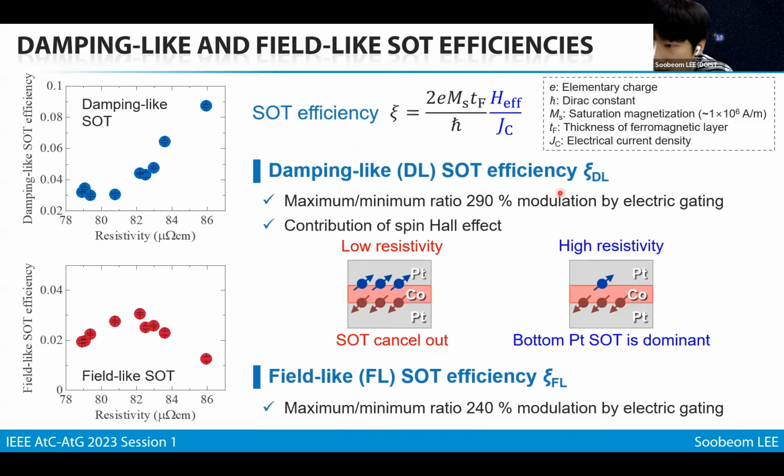According to the damping-like torque efficiency, it is a contribution of the spin Hall effect in platinum. So we can expect that damping-like torque is canceled out at the low resistivity, and damping-like torque from the bottom layer is dominant at the high resistivity.